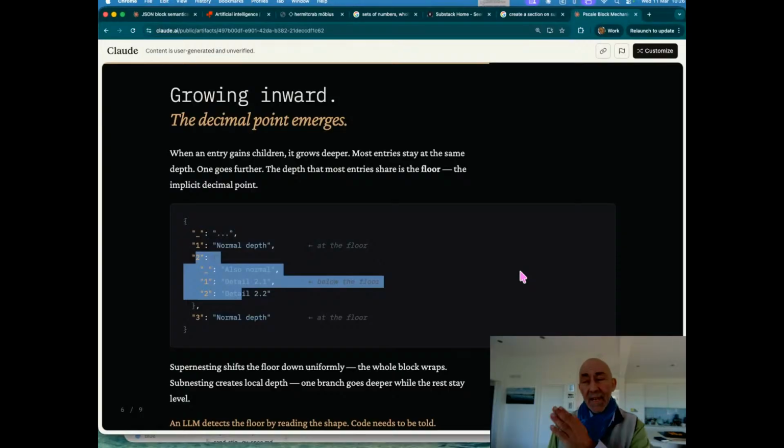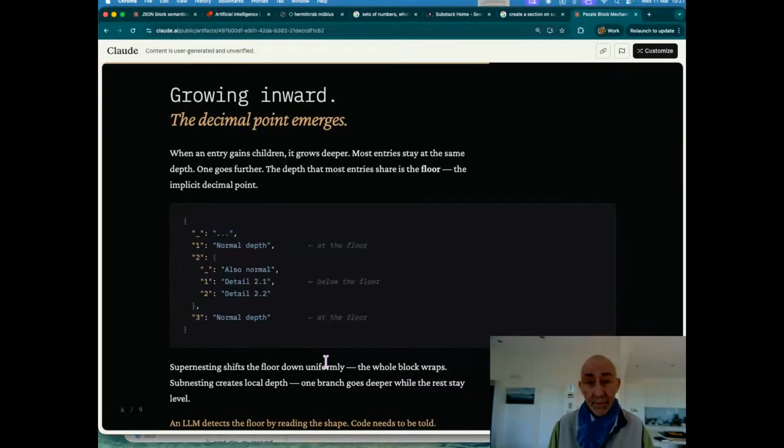So we call it sub-nesting. We had super nesting, where the entire thing is being nested, as opposed to sub-nesting, where we go, let's create more nesting. So for 2, we're basically going into detail. What about 2.1 or 2.2? That kind of thing. Super nesting shifts the floor down uniformly. The whole block swaps. Oh, okay, there you go.